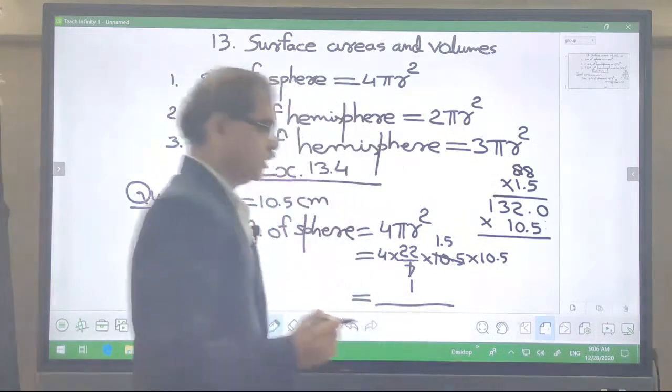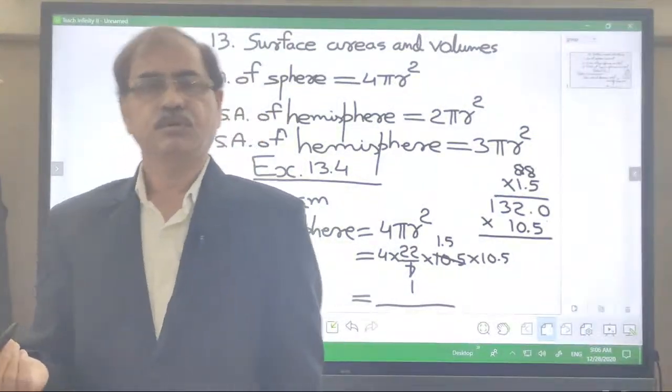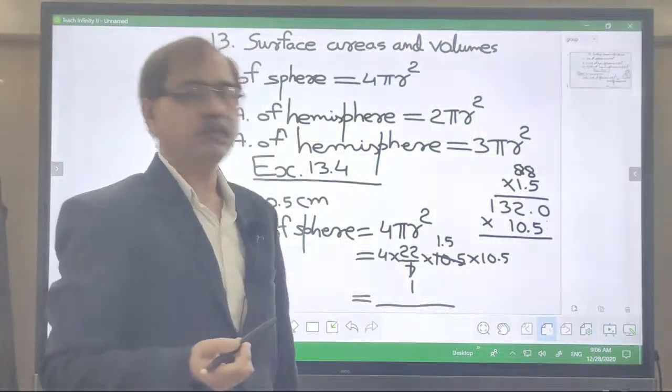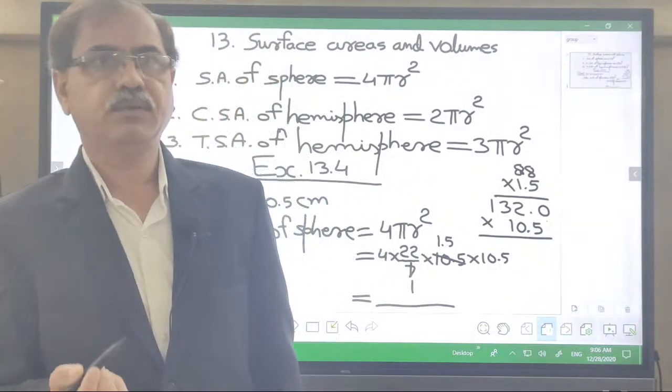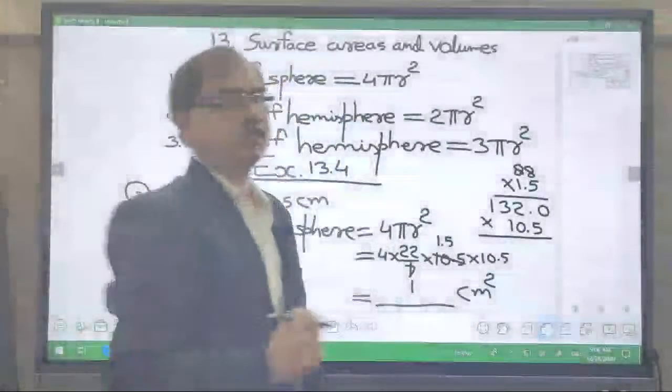So here I leave the blank space. That much homework you do. Multiplication of these two numbers, 132 multiplied by 10.5. You will do it yourself. Some answer you will get it, and then that answer you have to fill up in the blank. Unit will be centimeter square.